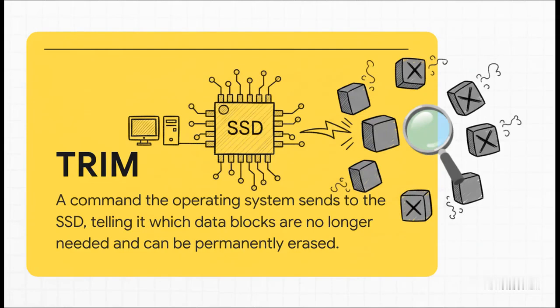Next is trim. Now, this is the crucial messenger in the whole operation. When you delete a file, your operating system, whether it's Windows or Mac OS, sends a trim command to the SSD's brain. It's basically a little heads up that says, hey, just so you know, the data in these specific blocks, the user doesn't need it anymore. You're free to wipe it clean whenever you get a chance.